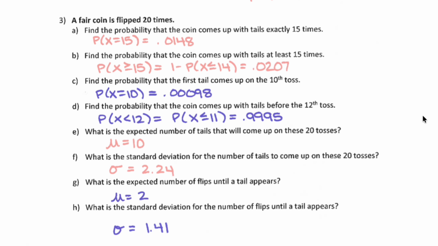Part E, expected number of tails. You're going to use n times p, which is 20 times 0.5, gives you 10. Remember, this is a geometric. No, this is a binomial, sorry. Standard deviation, you're going to use the square root of 20 times 0.5 times 0.5, gives you 2.24. Part G, you're going to use geometric to find expected flips until your first tail. So 1 over 0.5 gives you 2. And part H, standard deviation, you're going to use square root of 1 minus p divided by p, gives you square root of 0.5 over 0.5, approximately 1.41.